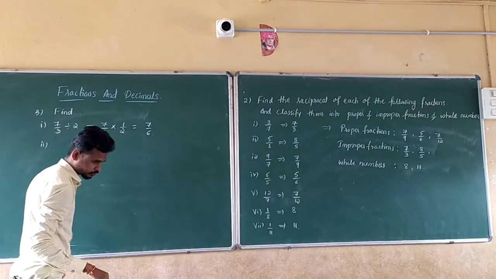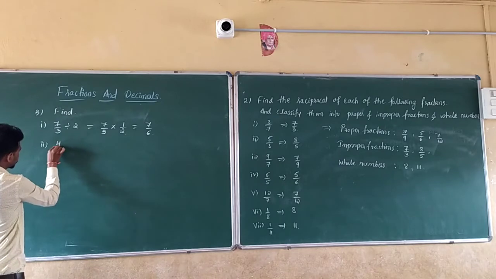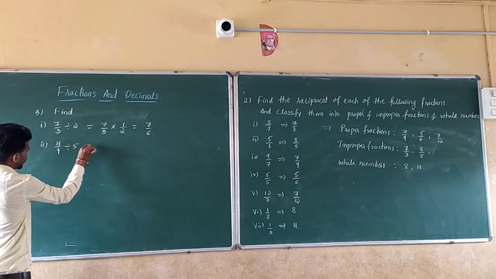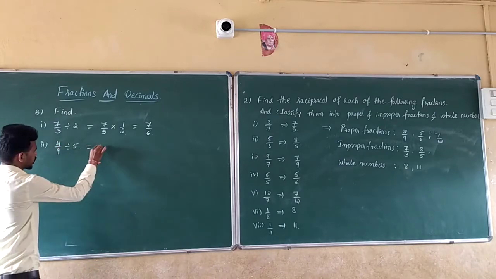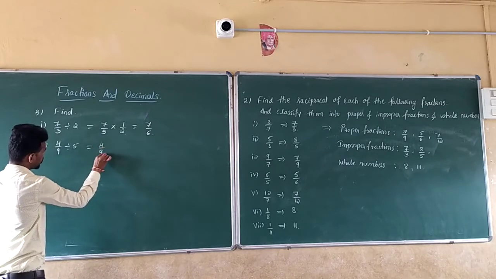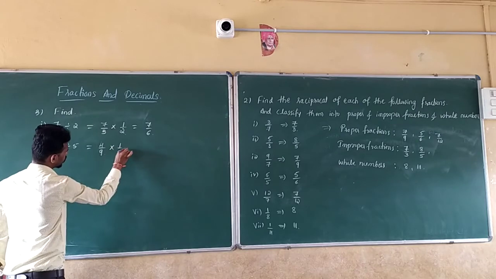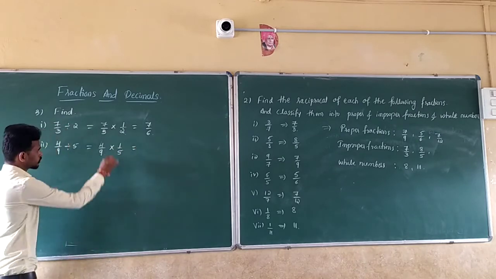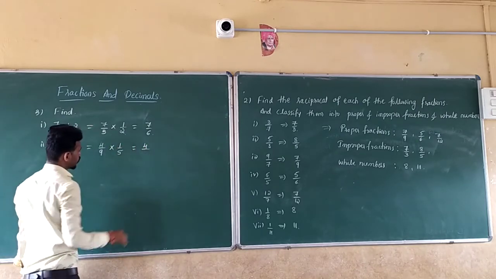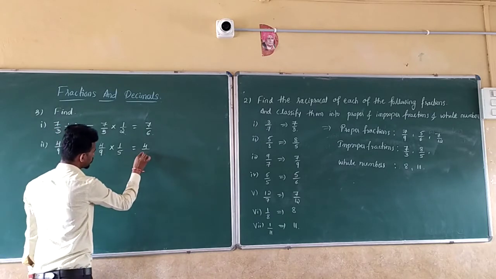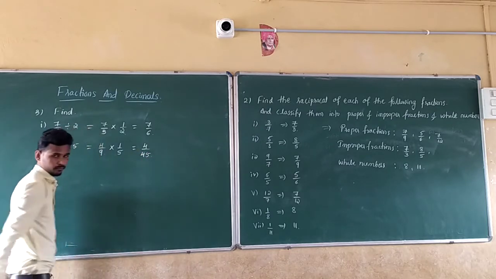Second one, 4 by 9 divided by 5. Keep the first number the same, 4 by 9 into 5 will become 1 by 5. So 4 into 1, 4, divided by 9 5s are 45.